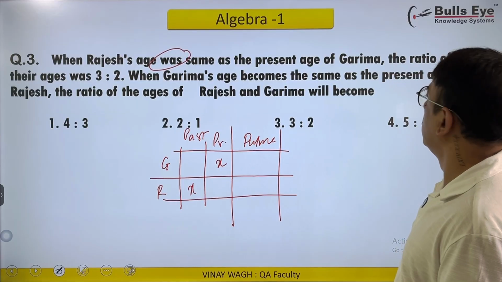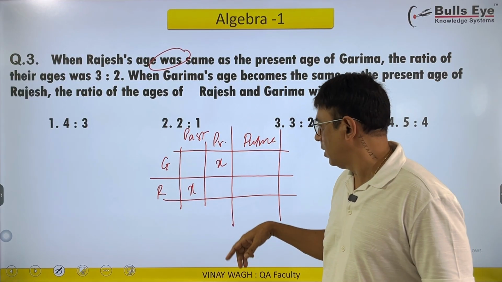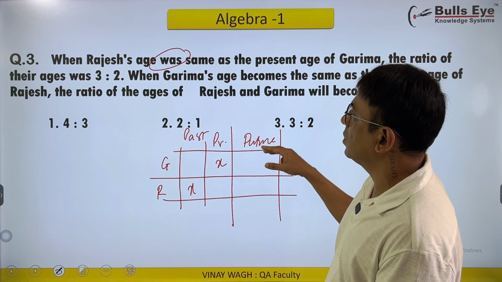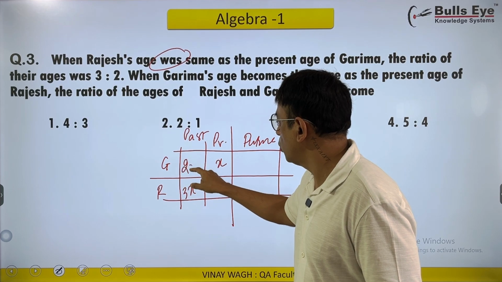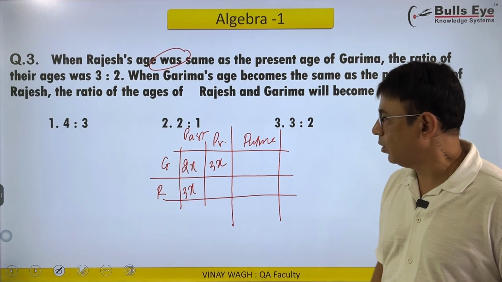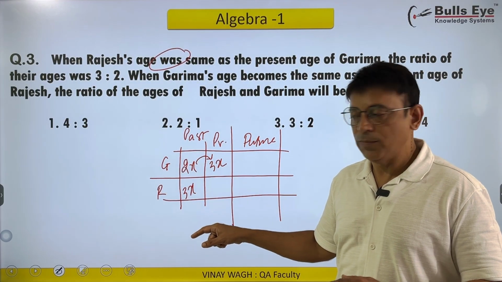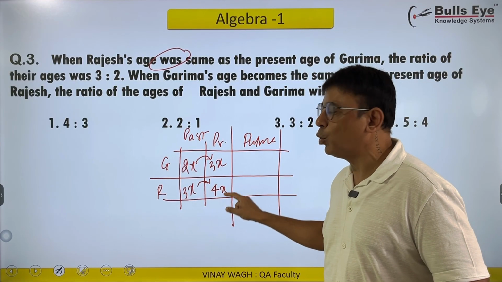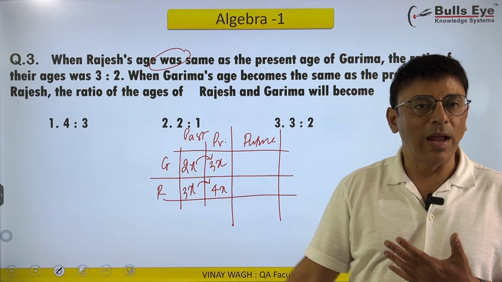Then what happens? The ratio of their ages was, both past tense. The ratio of their ages, their as in who is first? Rajesh is first. 3:2. So this is 3x and this is 2x. So I've changed this, so I'll adjust this. So far so good. Garima has grown older by x. So even this guy has grown older by same x. So if 2x plus x is 3x, then 3x has to go ahead by x years.